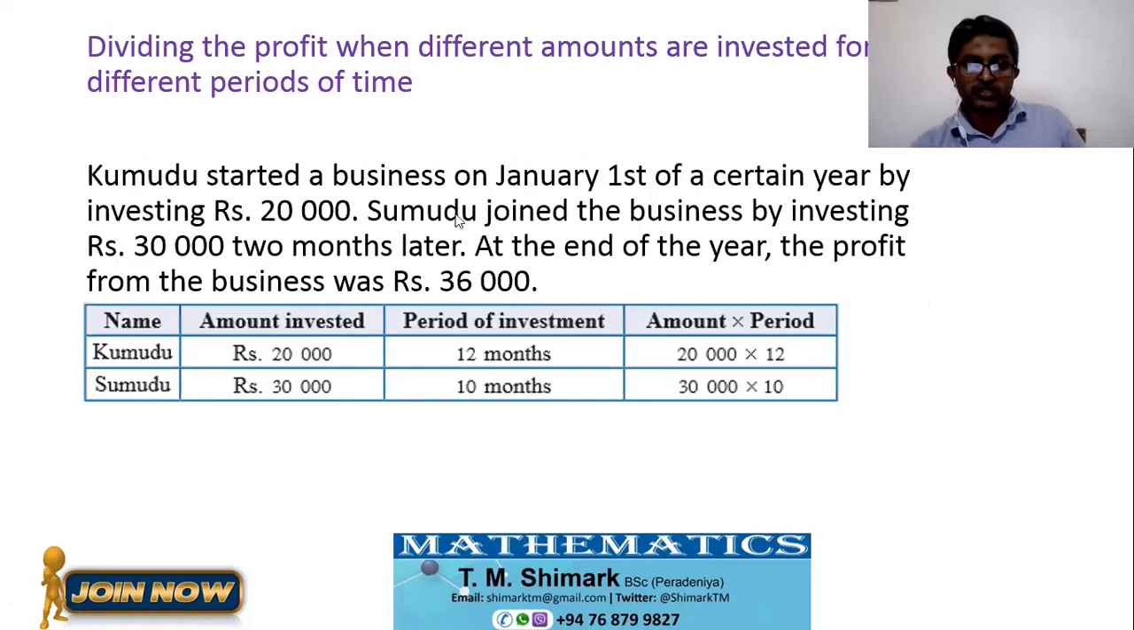Kumudu started a business on January 1st of a certain year by investing 20,000. So Kumudu put 20,000. Sumudu joined the business by investing 30,000 2 months later. Sumudu came to the business later because Kumudu was doing business earlier and spoke to Sumudu.